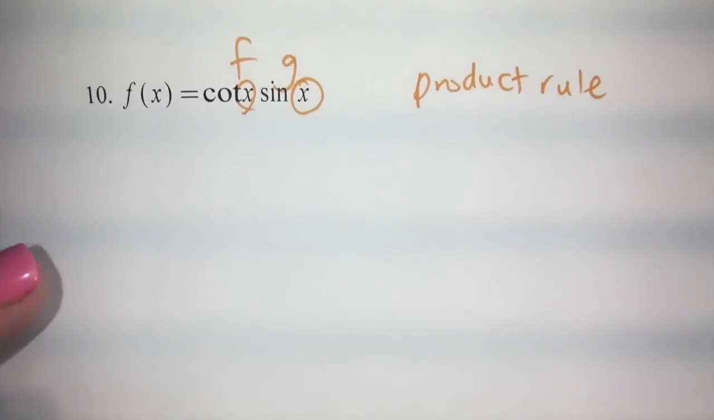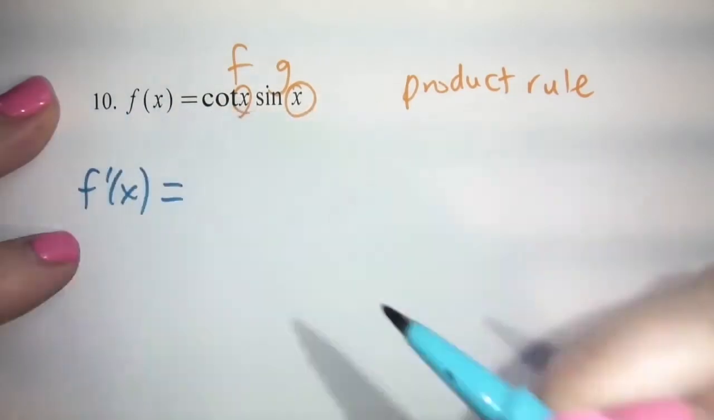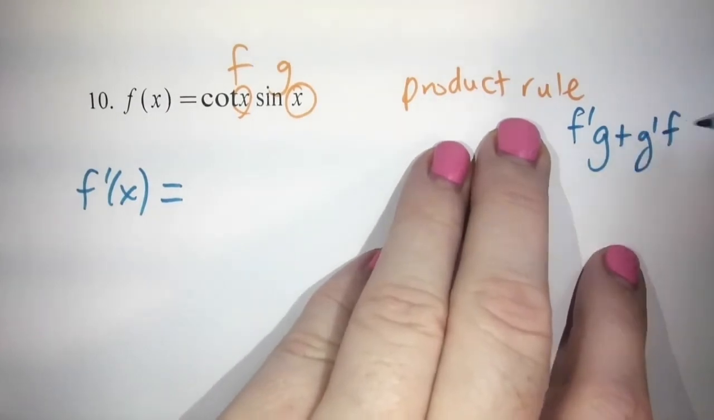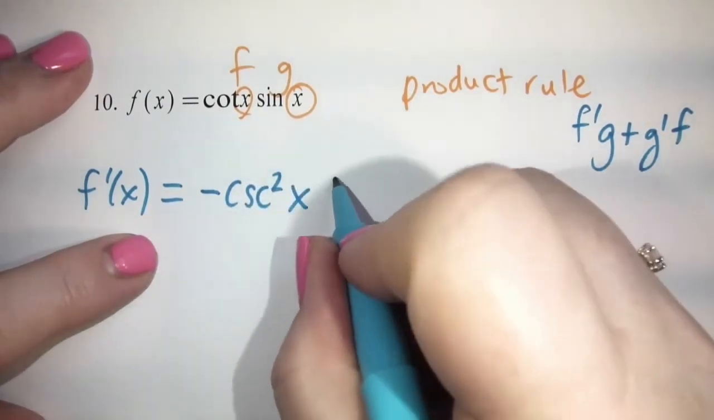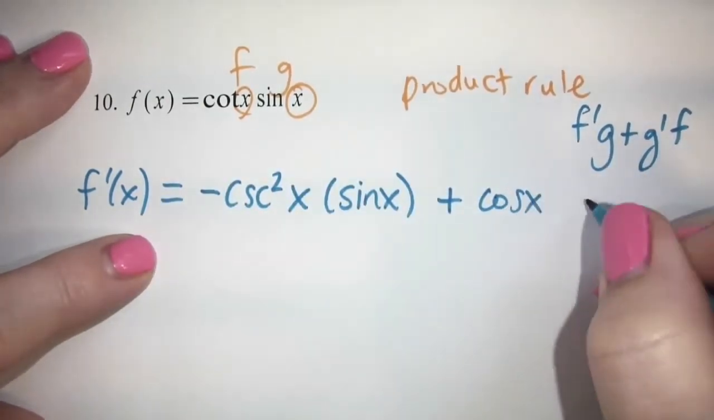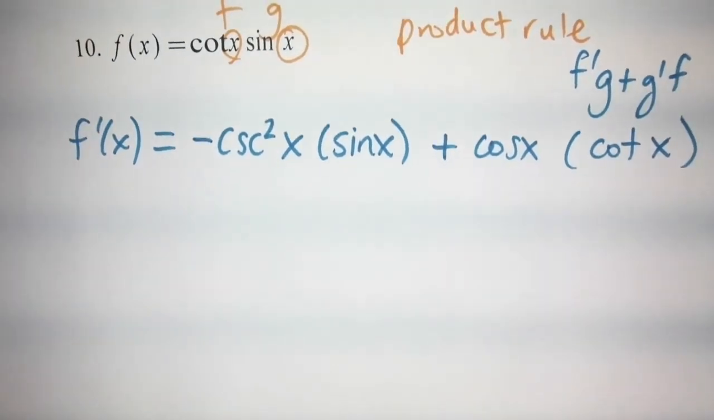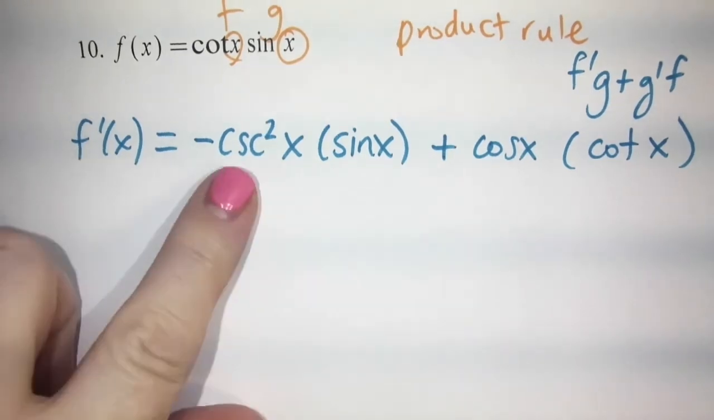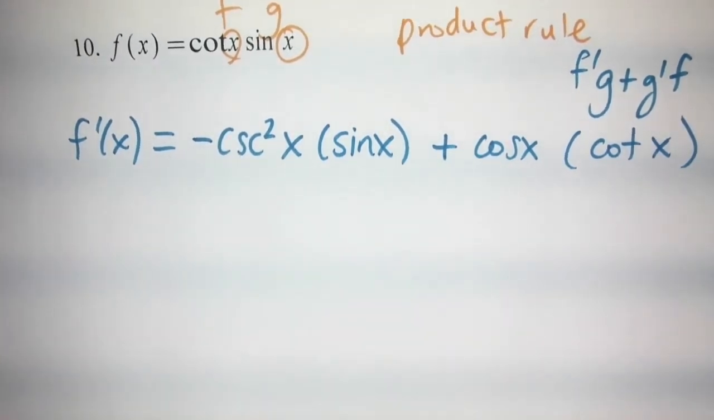So for number 10, we've got a product rule here. So go ahead and write what you think the derivative would be here. So we have f prime g plus g prime f. So derivative cotan is negative cosecant squared x times sine x plus derivative sine x, cos x, times the first is cotan x. Now, we could use identities. So cotan we know is cos over sine, and cosecant we know is 1 over sine, so cosecant squared is 1 over sine squared.